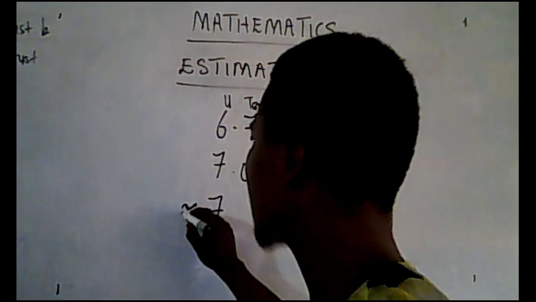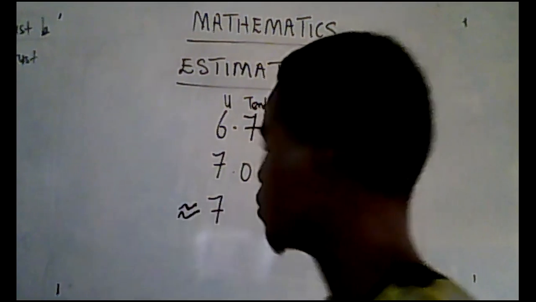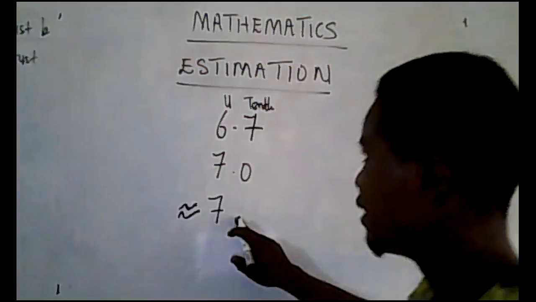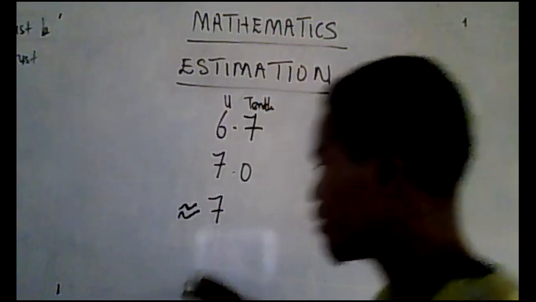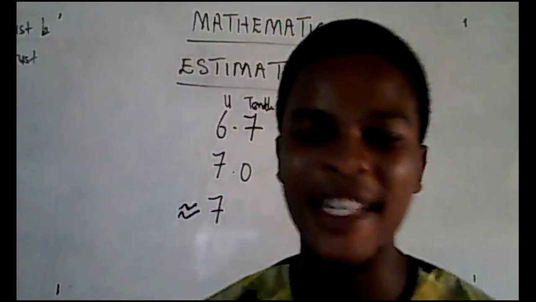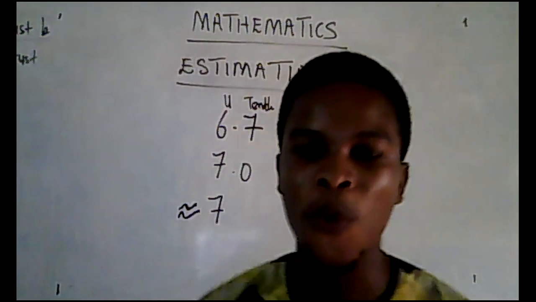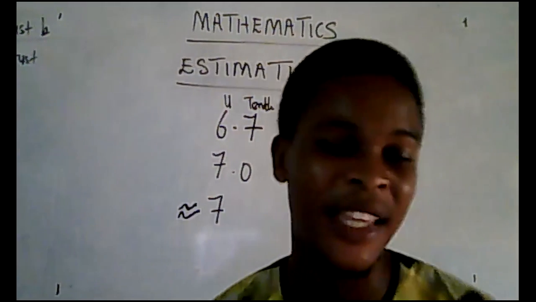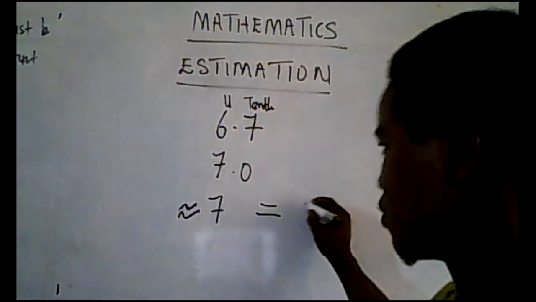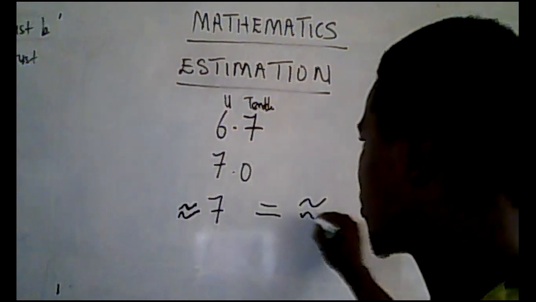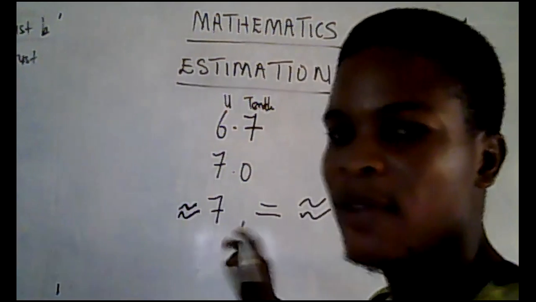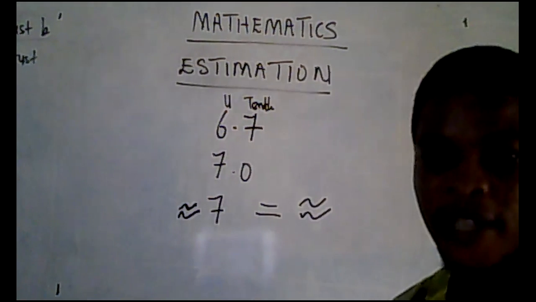And one thing I want you to notice is this sign. Please, this sign is not equals to. It is referred to as approximately 7. Is that taken? Approximately 7, because in estimation we don't get the right, accurate answer. We only approximate or round off. So you don't make the mistake of writing equals to. You rather use approximately. That is approximately 7. Please take note of that. Is that taken? Good.